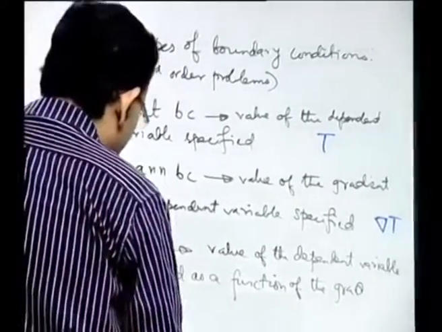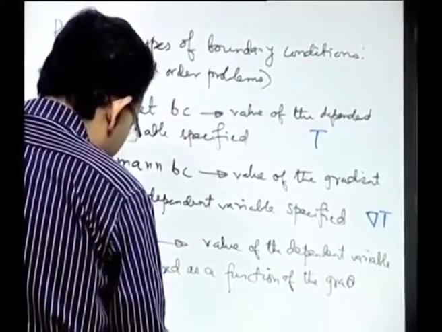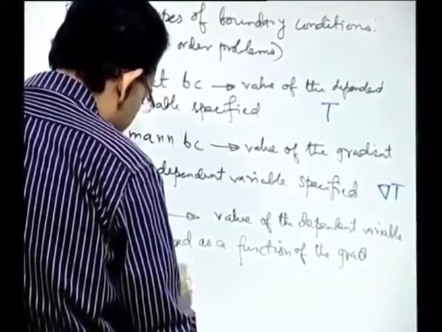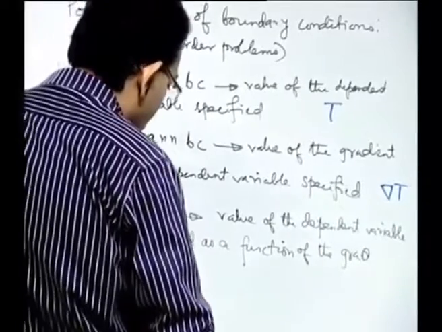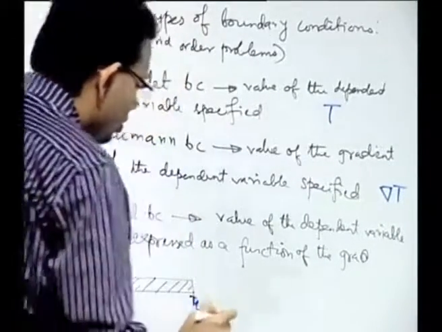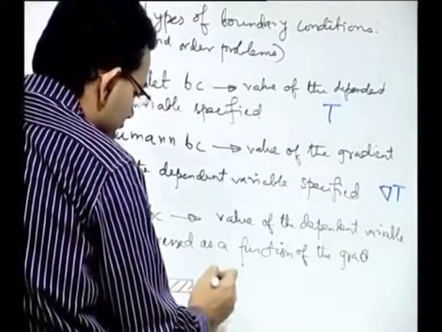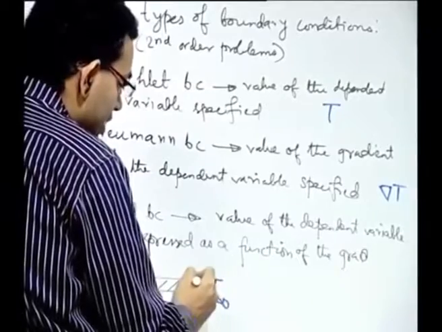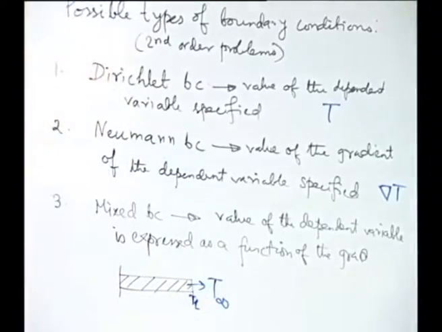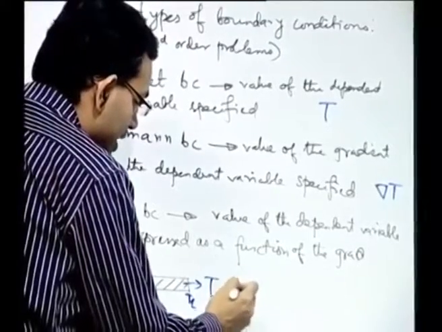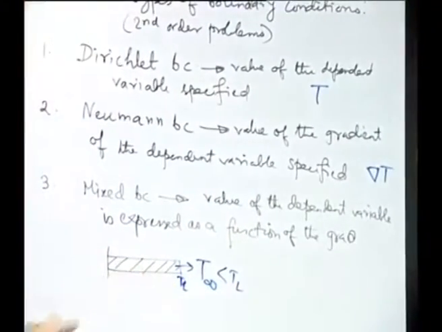So let us say that you have a rod like this, at the tip the temperature is TL, which is not known. This is exchanging heat with the ambient, which has a temperature T infinity, and there is a heat transfer coefficient because of heat transfer from the rod to the ambient. So T infinity is less than TL as an example.